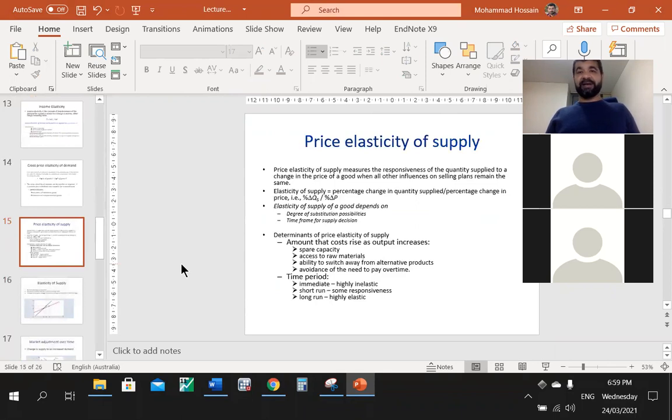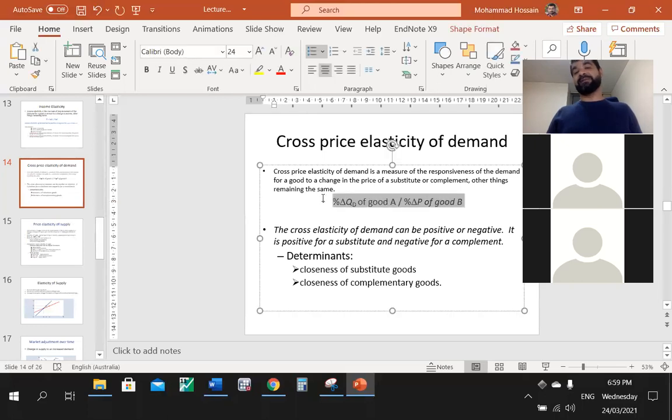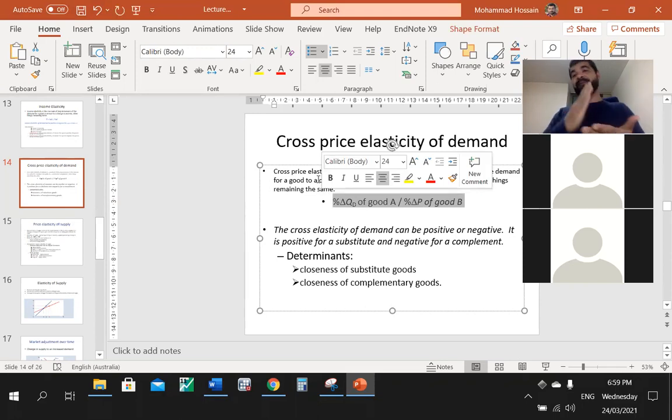Cross elasticity of demand. Again the same rule applies. Percentage change in quantity demanded of goods A divided by percentage change of price of goods B. That's cross elasticity of demand. Two items, how close they are. Are they substitute goods or complementary goods?